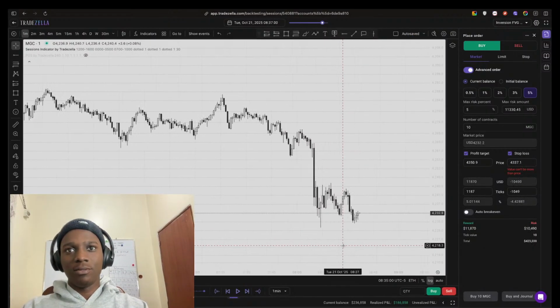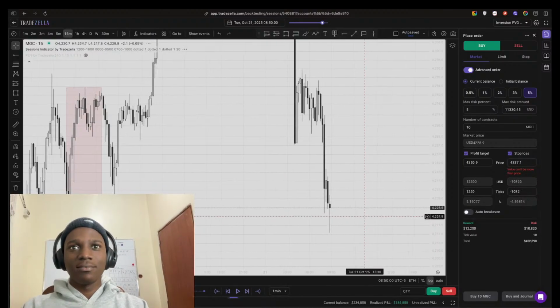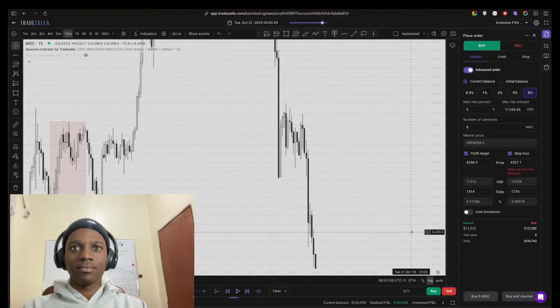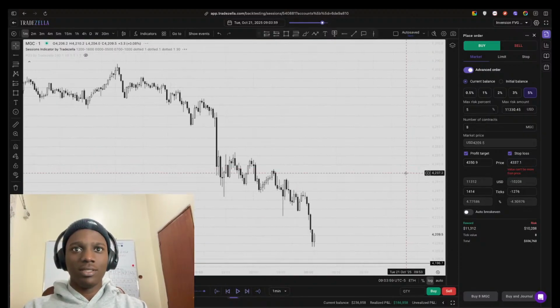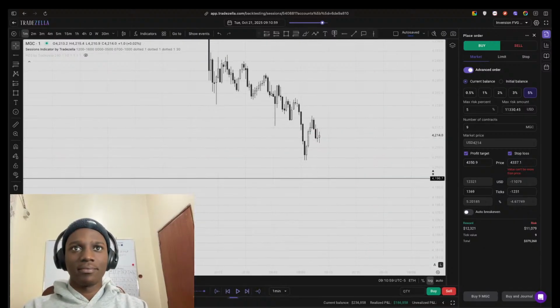Okay, I would like to see a liquidity run, then take the shorts. It's as simple as that. Since we failed to get displacement higher, we'll just keep waiting.